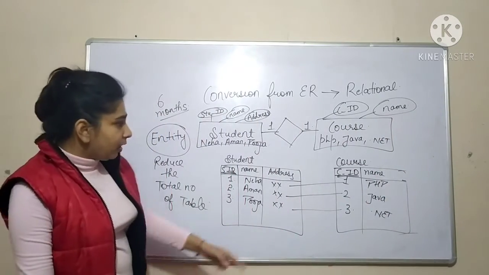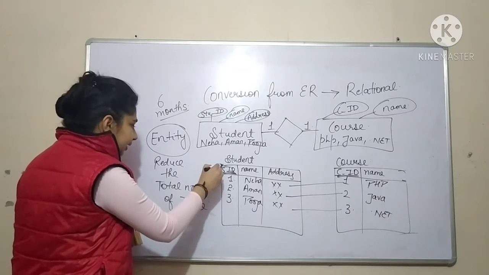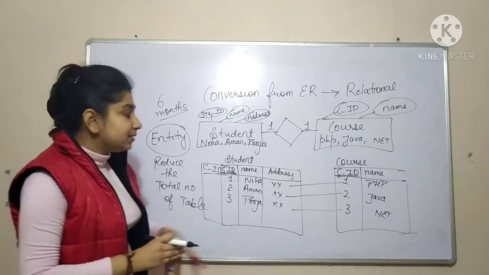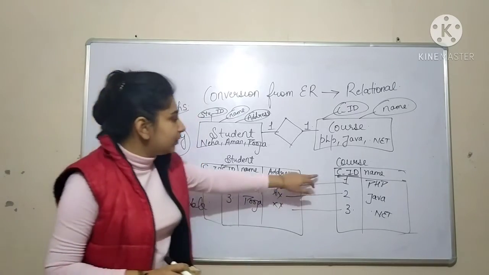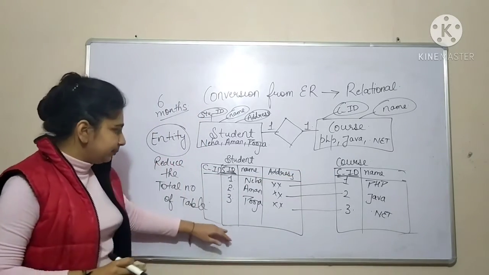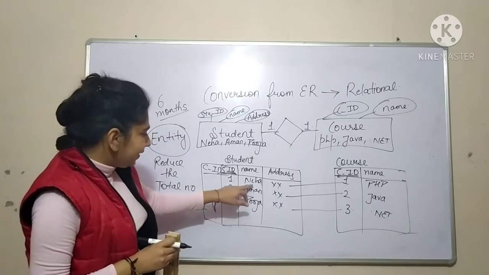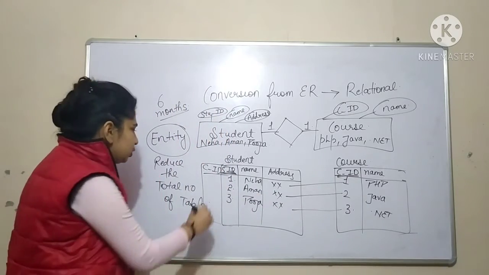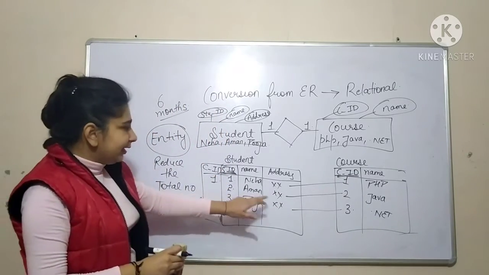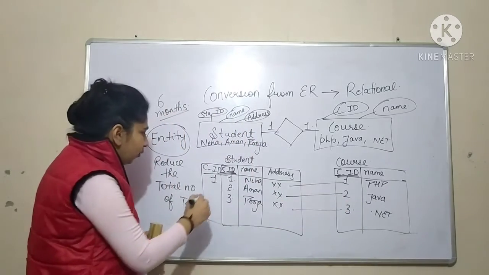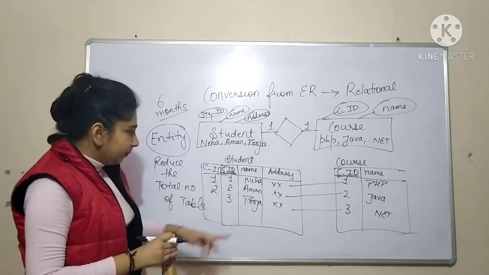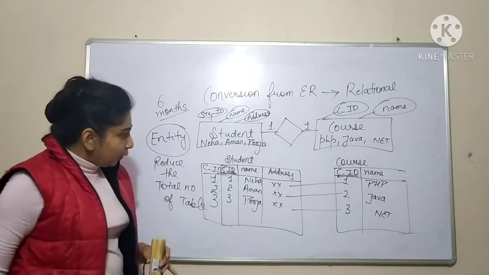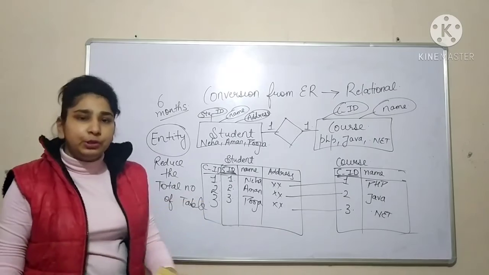The other option possible is you can use this course ID in this table. Okay. Because this is also a key attribute, you can also use it as a common attribute. Okay. So Neha is studying PHP. What is the course ID corresponding to PHP? 1. Aman is studying Java. What is the course ID corresponding to Java? 2. Pooja is studying .NET. What is the corresponding ID? 3. Okay. So both ways you can do it.